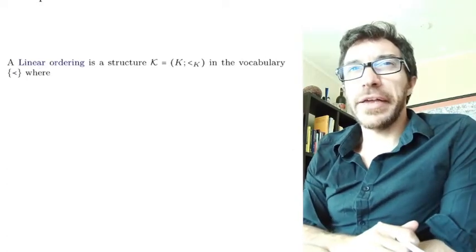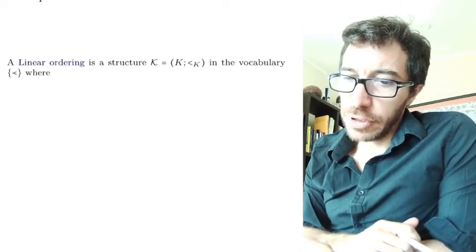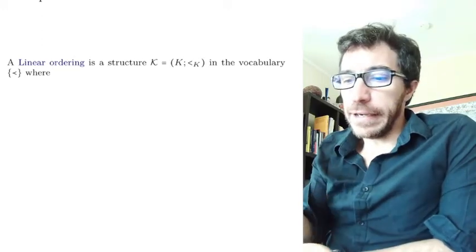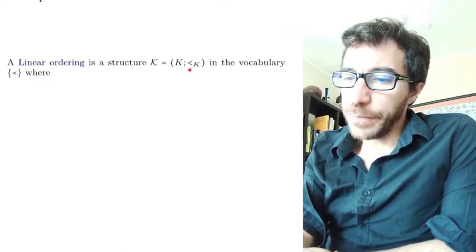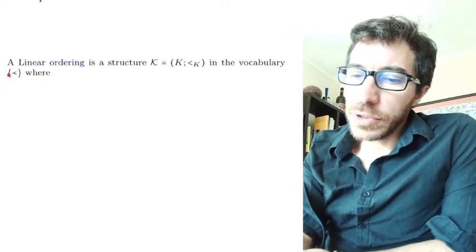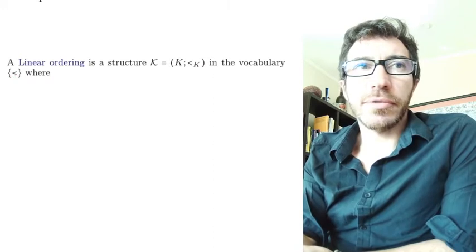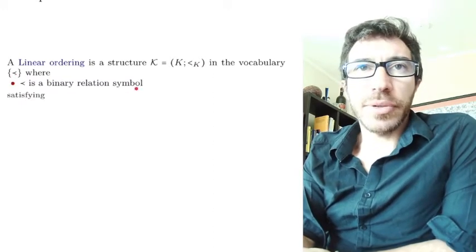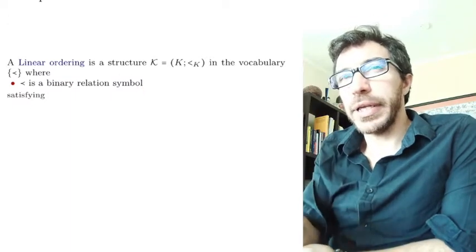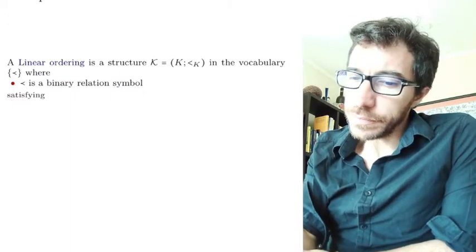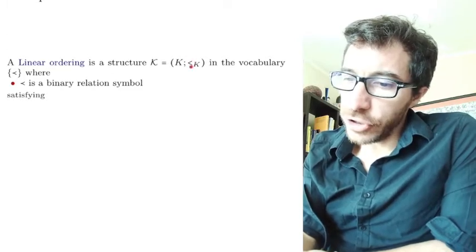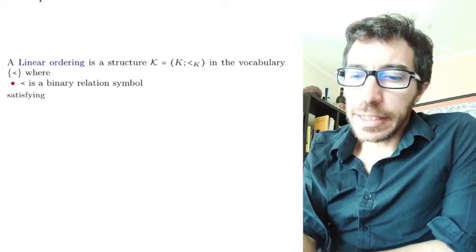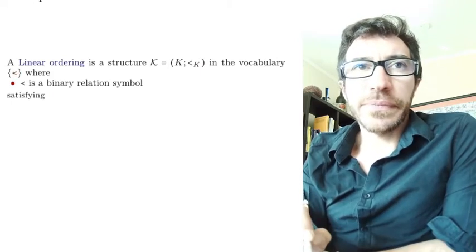So let's look at another example. I don't know if you have seen this one before, but a linear ordering is just a structure again. Now, in the vocabulary, which has only one symbol, this symbol right here, where the symbol is a binary relation symbol, the textbook calls them predicate symbols. And the structure, this relation up here, less than sub k, is the one that is interpreting the symbol here.